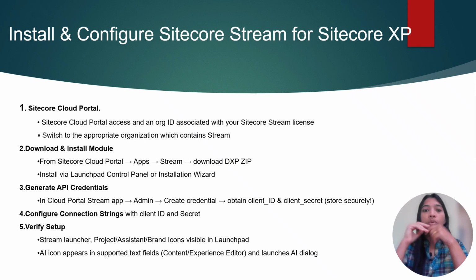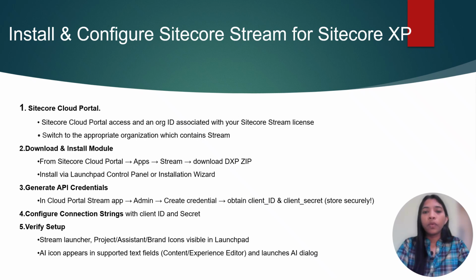How to install or configure Sitecore Stream in the Experience Platform. First of all, the organization admin has to go to the Cloud Portal, and they have to switch to the appropriate organization where Stream is enabled. And in the apps section, they can see and download the Sitecore Stream DXP zip file. Similar to installing a package in the Experience Platform, we can install this DXP zip file, and we can see a new section in the launchpad.